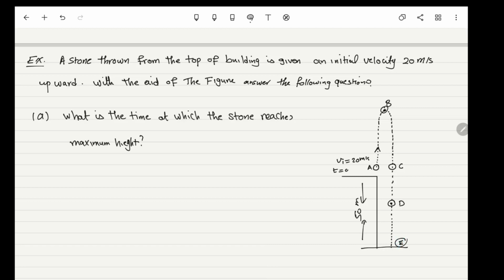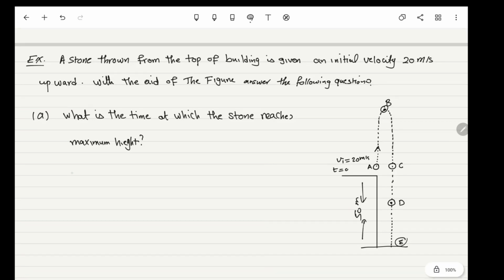The first question is, what is the time at which the stone reaches maximum height? To calculate the time to reach the maximum height, let's use this equation: V final equals V initial minus GT. Now, V final at maximum height is 0. So T equals minus V initial divided by minus G, which in this case is 20 divided by almost 10, which equals 2 seconds.